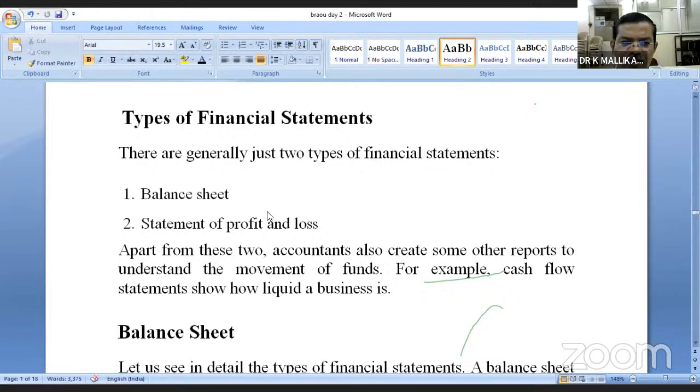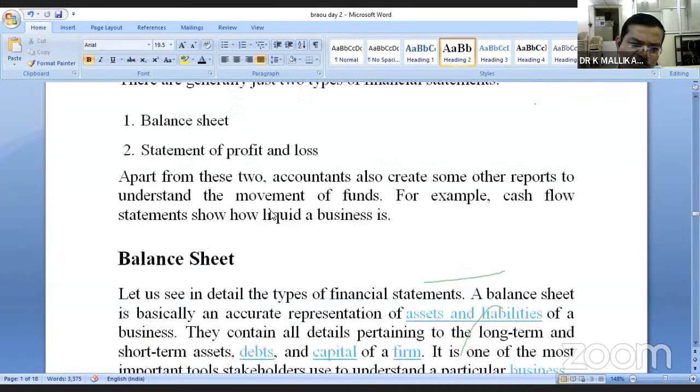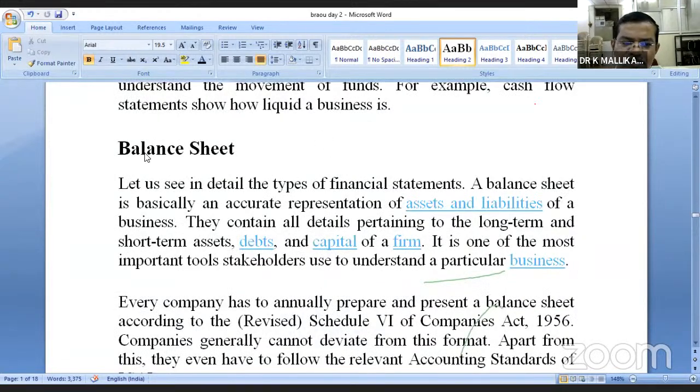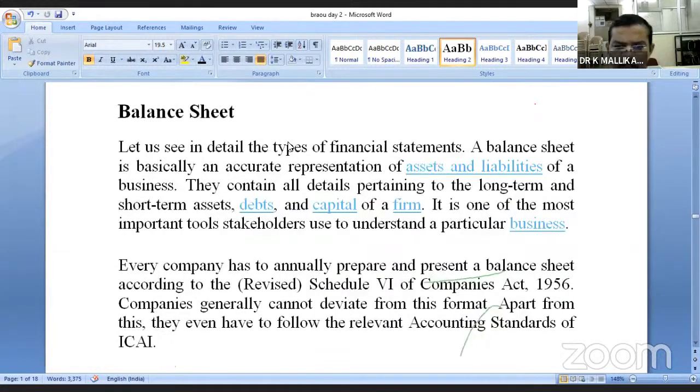Basically, the financial statements are two. That is the balance sheet and the statement of profit and loss account, or it is called the income statement. So what is the balance sheet? Anyone, please? What can we understand by the balance sheet?